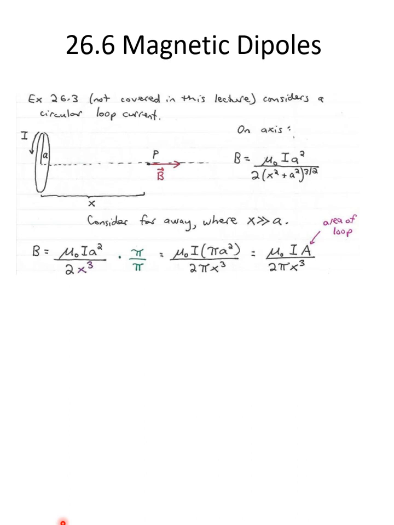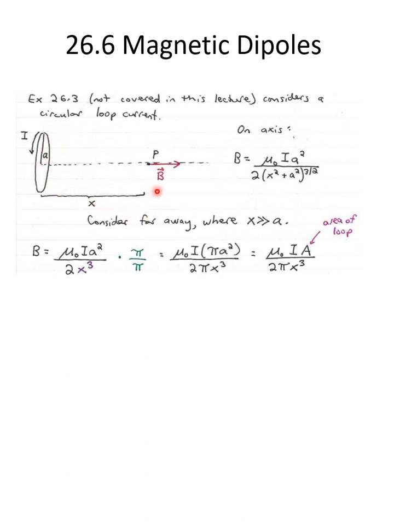But what example 26.3 is about is a circular loop with a current. And it asks to find the magnetic field at an arbitrary point P on the axis of this circular loop of radius a that carries the current I. You see the setup right here. The point P is some distance x away. There's the current in the loop.